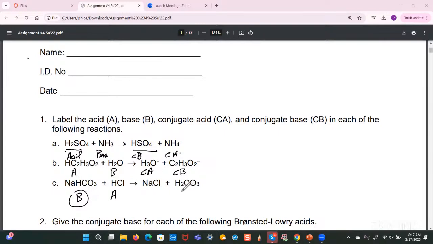H2CO3, so this would be the conjugate base, which means that this would be the conjugate acid, because this is formed when the acid loses a hydrogen ion, a proton, and that's it, all right? Okay, any questions about any of these?